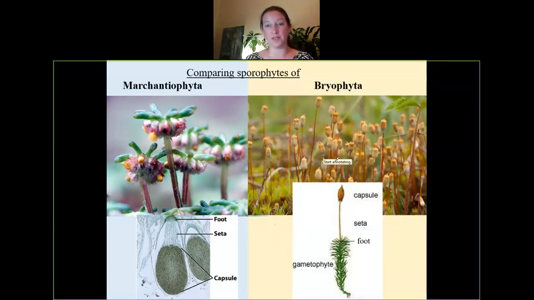So on the mosses, the sporophyte plant consists of a foot, a seta, and a capsule or a sporangium, right? Here's one here. Here's the foot. Here's the seta. Here's the capsule or sporangium. And it grows upright from the gametophyte plant.